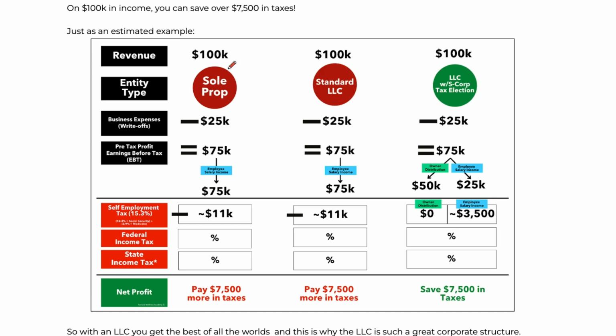And so let's say in all three examples, they generated $100,000 in revenue, okay? Let's say they had about $25,000 in business tax deduction write-offs: notebooks, computers, all of the stuff that we talked about. What they are left with is their pre-tax profit, earnings before tax, which is $75,000 across all three of them, okay? Now, here's where it gets interesting.